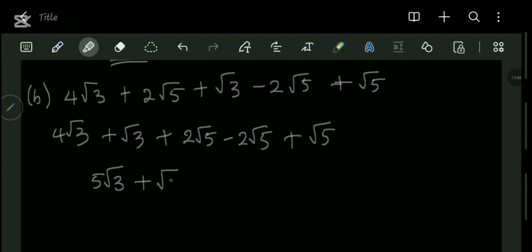Of course, I didn't write 1 here because 1 is understood in mathematics. And of course, you know I can't add these two surds together because they are unlike. This is 3 and this is 5. They are unlike surds, so I leave my answer in this form.